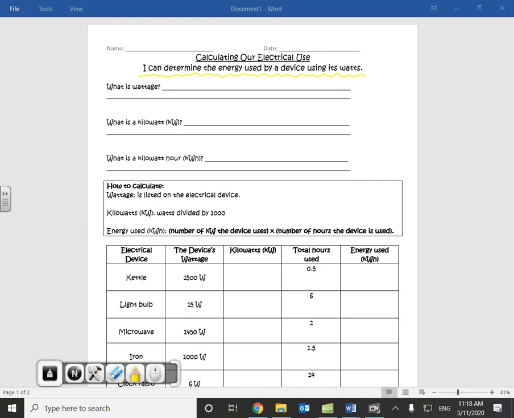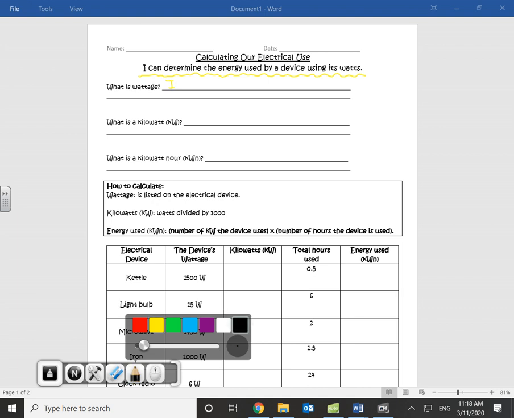So, first thing, what are watts? Wattage, what is it? Now, we actually covered this in a Bill Nye video, but watts is basically the amount of energy a device needs to work. That's basically what a wattage is. So I'm going to write that down for you, okay? You can write along with me.